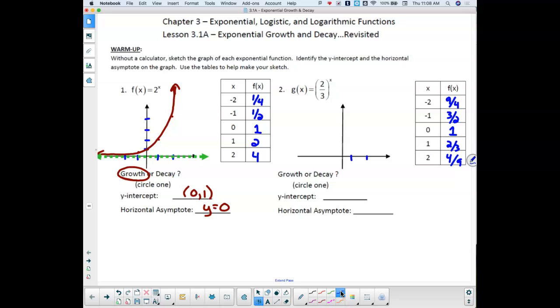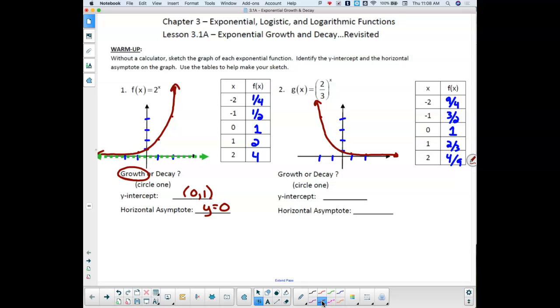So 1 and 2. Oh, that was a little farther out. 1 and 2, 1 and 2, 1 and 2 and 3 and 4. So here now, if I'm at -2, that's up here. If I'm at -1, that's there. And then I'm there, and there, and there. So this one looks like that. Growth or decay?